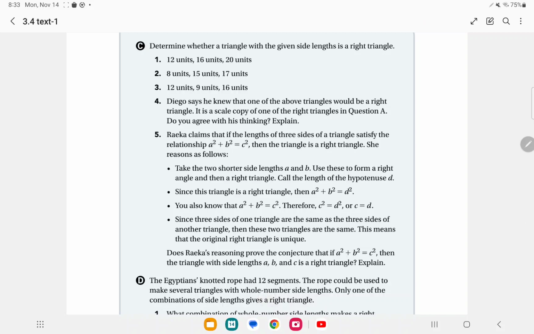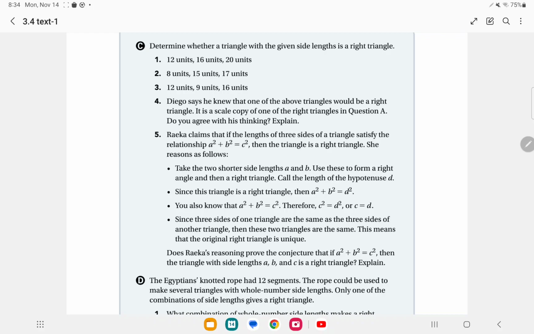Now let's take a look at part C. It says determine whether a triangle with the given side lengths is a right triangle. So 1, 2, and 3 straight up give you side lengths, and you have to plug those into a squared plus b squared equals c squared. Remember, if it satisfies that equation, then it absolutely is a right triangle. And then 4, Diego says he knew that one of the above triangles would be a right triangle. It is a scale copy. Now remember, we talked about scales quite a long time ago, last year. So what does it mean if something is a scale copy of another triangle? And then do you agree with his thinking or not?